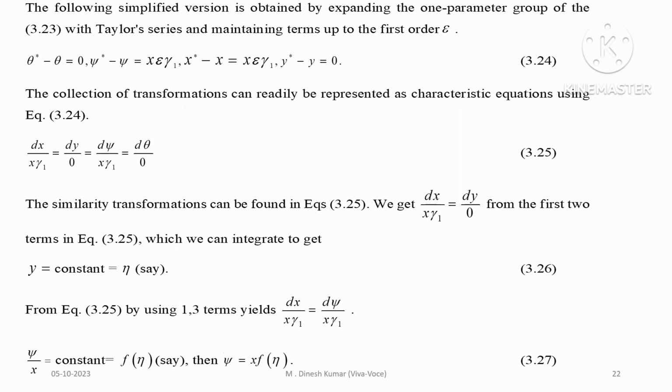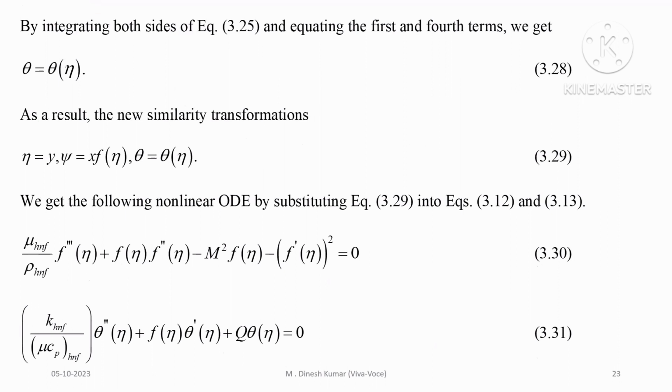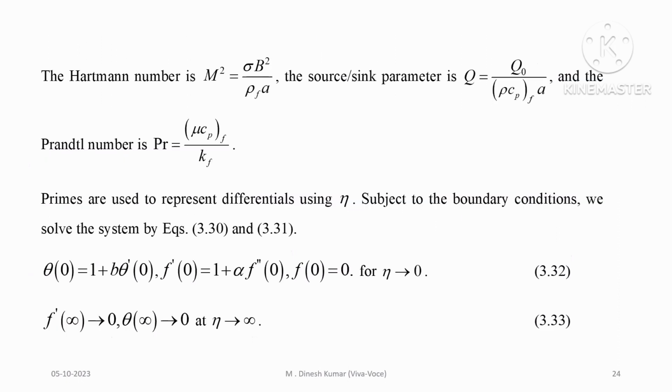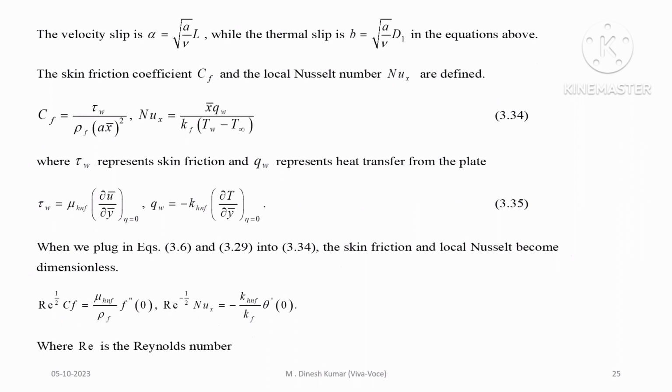That is solved by using the variable subproblem method. Here you will get the similarity transformations. After substituting the stream function, you get one governing equation. From that equation 3.29, you will get the equations 3.30 and 3.31. And these are the dimensionless parameters: the magnetic parameter, heat source, and Prandtl number. These are the boundary conditions, where B represents the thermal slip and alpha represents the velocity slip. Here CF represents the skin friction and Nu represents the Nusselt number.